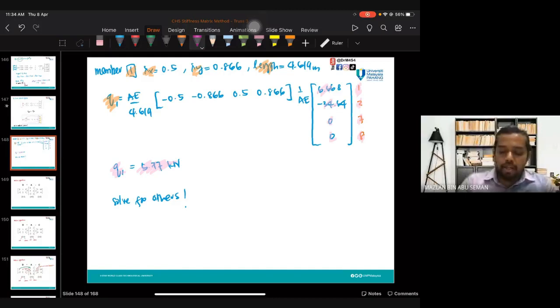Why didn't we take the AE previously? Because here we can cancel it out. So you solve for the others, and you get the internal forces for each member. And do any of you have a problem expanding the matrix? No problem expanding the matrix?